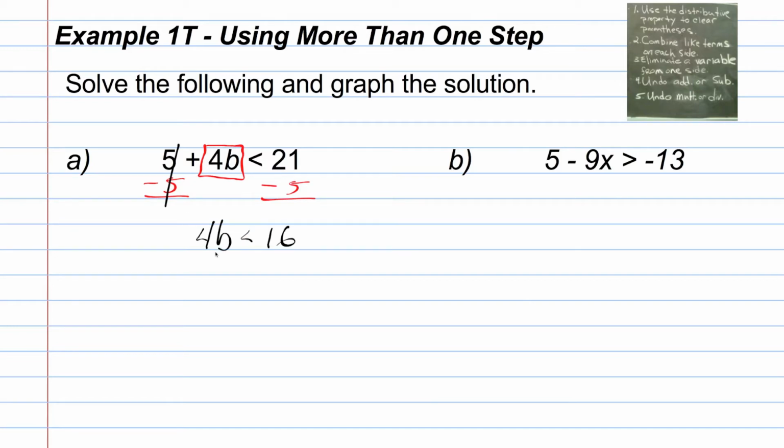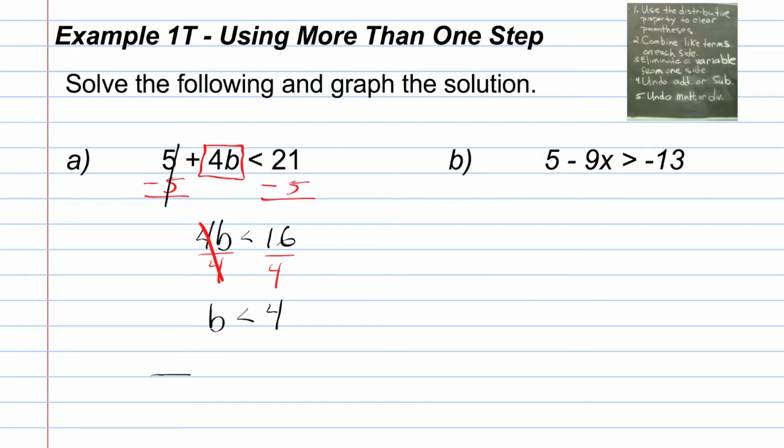Now that the variable term is by itself, we can undo the multiplication by dividing each side by 4. The 4's on the left-hand side, they divide out, leaving us with the b now isolated. And b is less than 4 because 16 divided by 4 is 4. Now we need to make a graph.